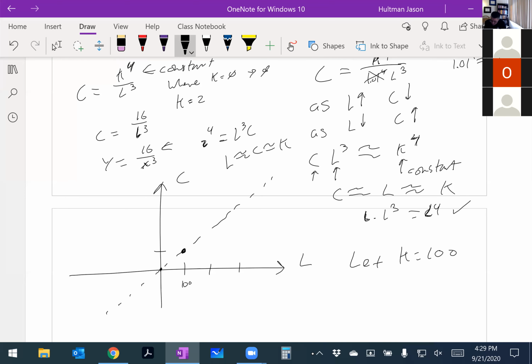Why? Because if k is equal to 100, then this thing is going to be 100 to the fourth power over L to the third power, which is equal to C, right? Does it make sense? It's going to be pretty big numbers, but what you're getting is a rational curve. And what do rational curves look like? Well, they look like this.